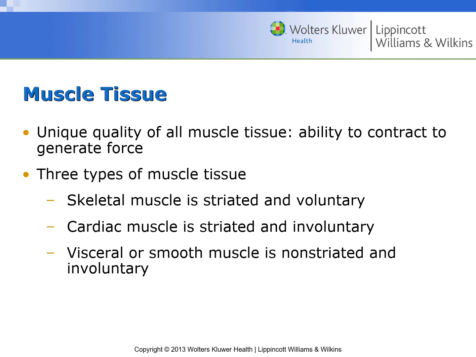Now let's discuss muscle tissue. A unique quality of all muscle tissue is that they have the ability to contract to generate force. There are three types of muscle tissue: skeletal muscle, which is striated and voluntary; cardiac muscle, which is also striated and involuntary; and visceral or smooth muscle, which is non-striated and is also involuntary.